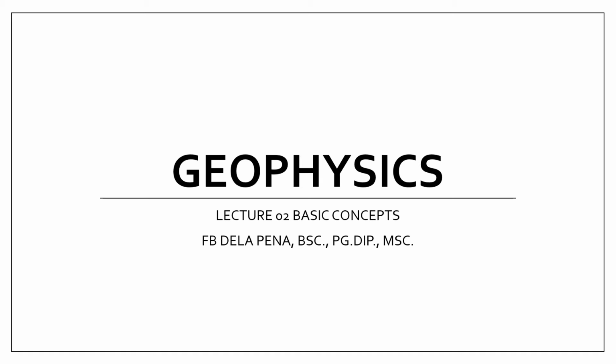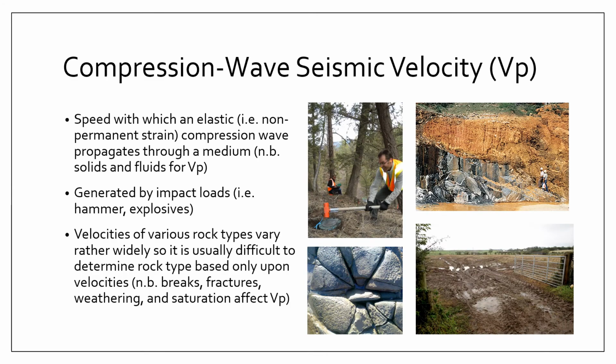Right. Today we will be discussing the basic concepts in geophysics, mainly on the properties of soil and rock that are relevant to geophysical surveys. First is the compression wave velocity, which is an important parameter in seismic refraction and in seismic reflection surveys. Compression wave velocity is the speed in which an elastic compression wave propagates through a medium.